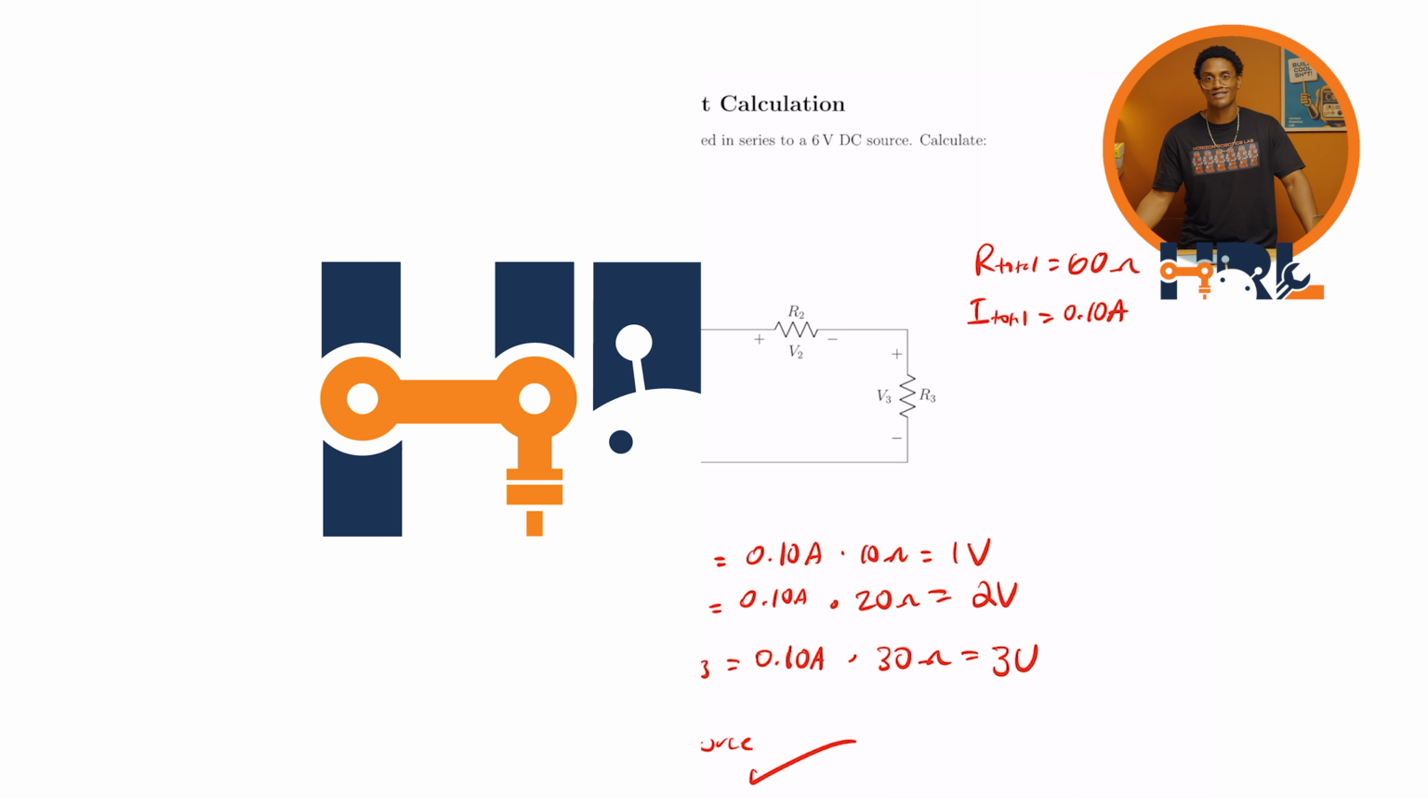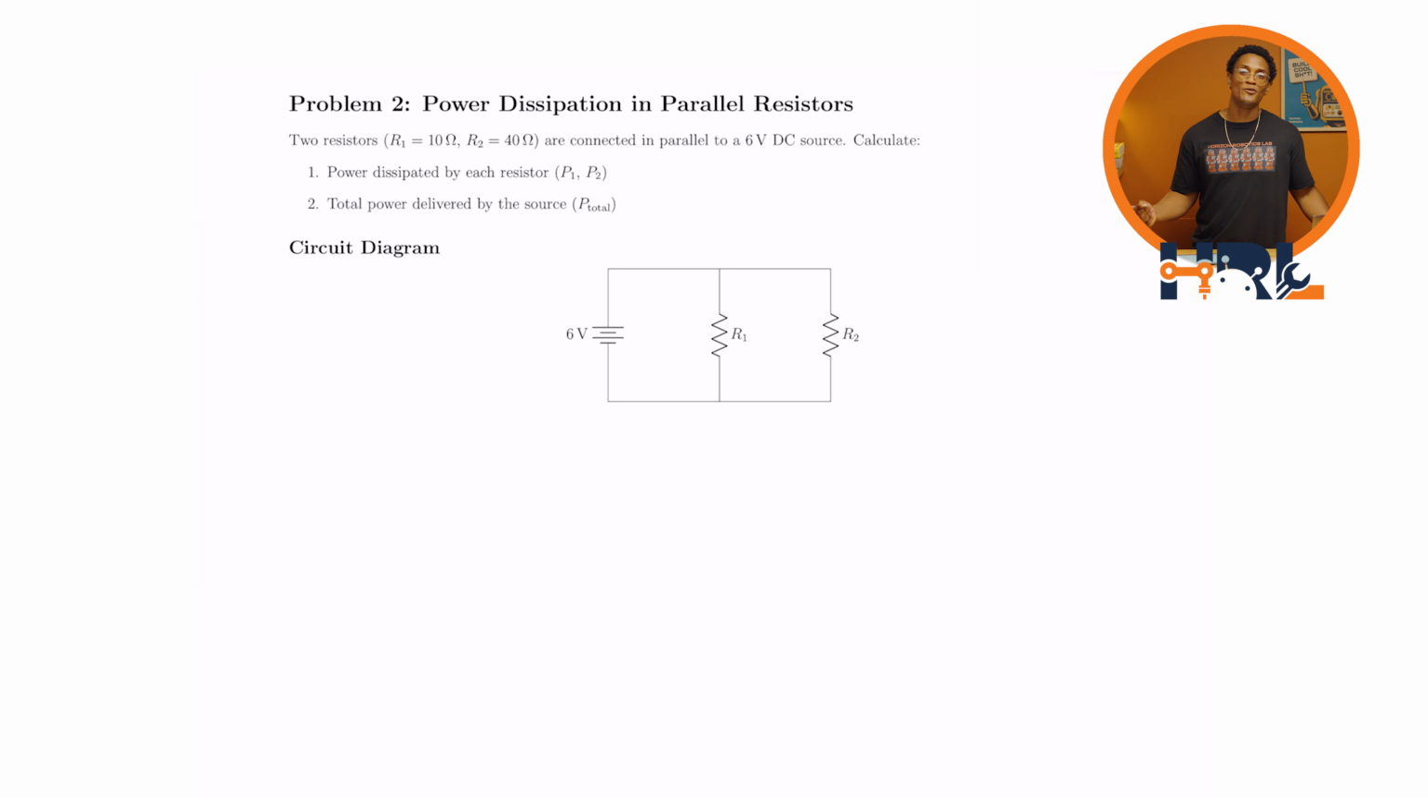Very nice. Next, we switch to a parallel circuit problem. In this example, we have 2 resistors, R1 with a resistance of 10 ohms and R2 with 40 ohms. Those are connected in parallel to a 6 volt source, and the problem wants us to calculate the power dissipated by each resistor, P1 and P2, and the total power delivered by the source.